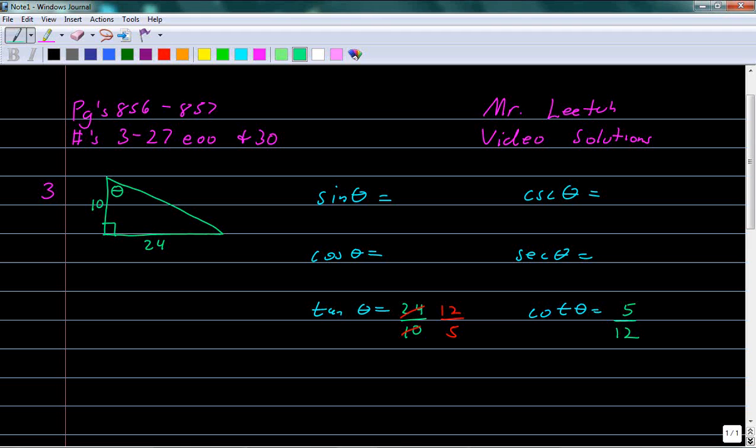So we got 2 out of the 6 out of the way. In order to get the other 4 trig functions, we need to know the hypotenuse. And unfortunately, the hypotenuse isn't given, but we can solve for it using the Pythagorean theorem. So 10 squared plus 24 squared equals your hypotenuse, or c squared. We'll just call it h squared. So 100 plus 576 equals h squared. So 676 equals h squared. And if you take the square root of both sides, your h value, or hypotenuse, is 26. So we know now that h is 26.